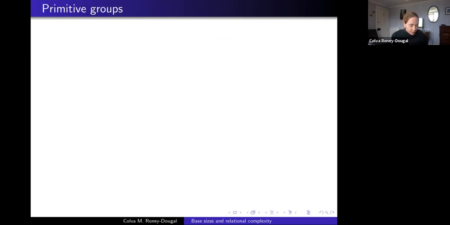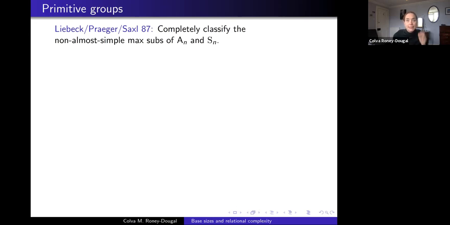So let me talk a bit now about primitive groups. There's a really important paper by Martin Liebeck, Cheryl Praeger and Jan Saxl from 1987, where they completely classify the not almost simple maximal subgroups of the alternating and symmetric groups for all n. So if you want to know about the ones which aren't almost simple, look in that paper. It's big, lots and lots of tables, but the full answer is there. So that means that to understand the maximal subgroups of A_n and S_n, what do we need to know? We just need to know the almost simple ones.